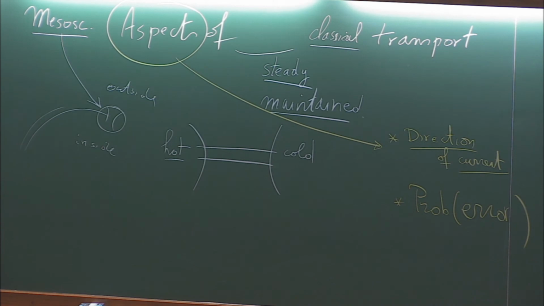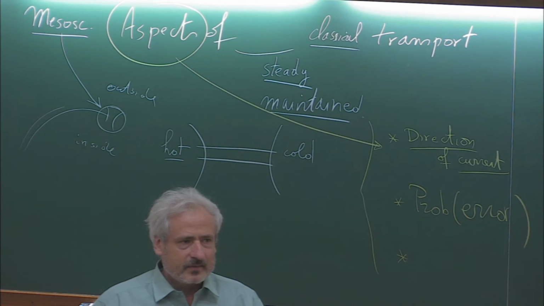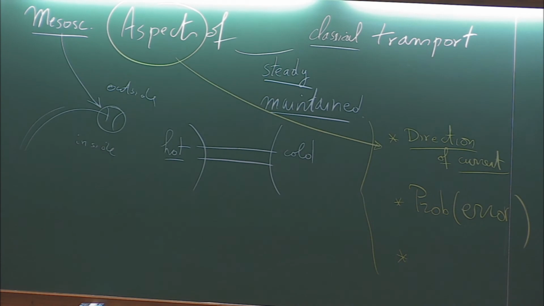Okay, so there are other aspects that I will even touch in this lecture. And one last thing that I will touch is, clearly, as I was speaking, this maintained current depends on all kinds of parameters, right? First of all, it depends on the reservoirs, chemical potentials, temperatures of the reservoirs, and maybe other things. And the maybe other things will be very important, because what we would like to understand also is what will happen to the current when we change situations.